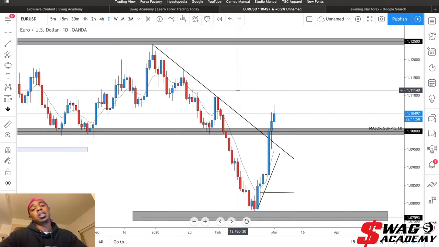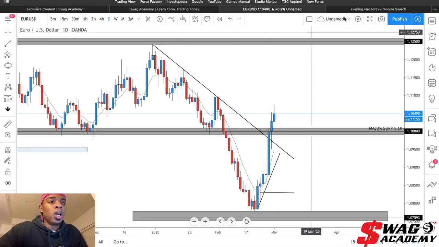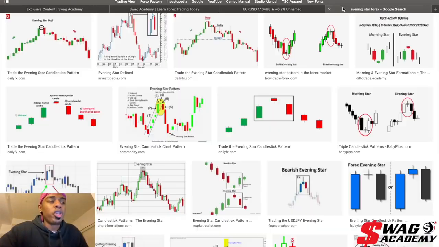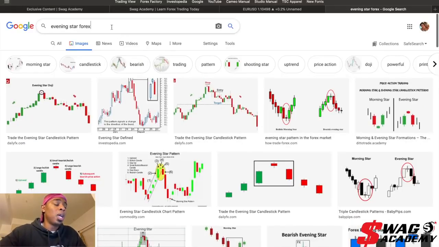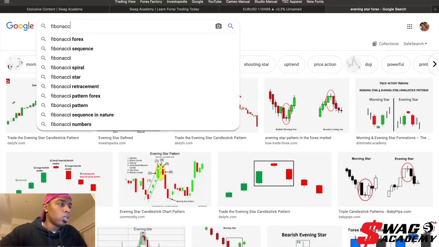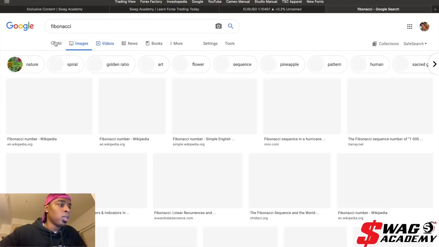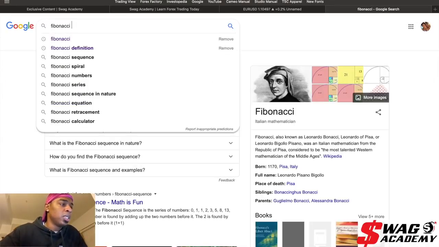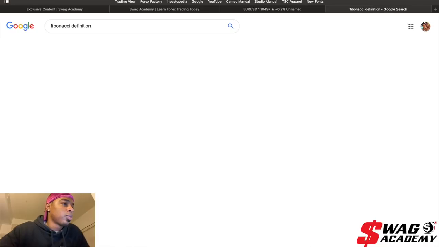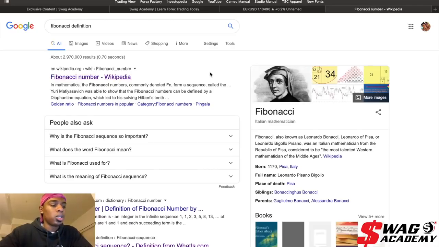What Fibonacci is, okay, the definition is really, really weird. We can just look it up. I have it in my course. I just don't want to log into my course right now, even though it's already kind of logged in. You can look at the Fibonacci definition. Let's look it up.